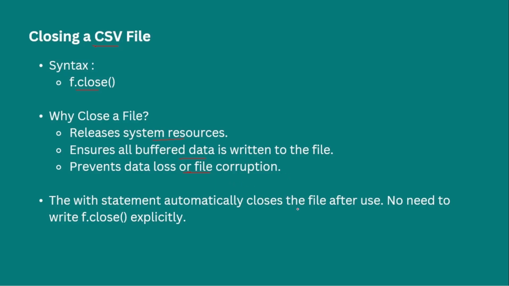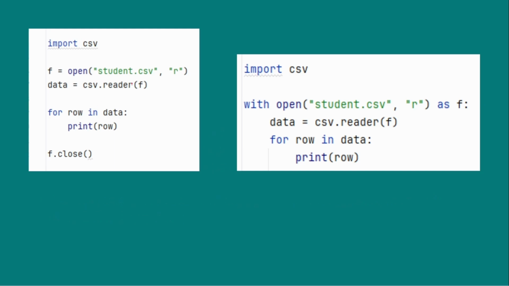The with statement automatically closes the file after use. No need to write f.close explicitly. We have already seen here also, when we open a file using the with statement, we don't have to explicitly write f.close to close the file. So this is the example: import csv, and we are opening this file student.csv in read mode. We say csv.reader(f), and for row in data, print row.